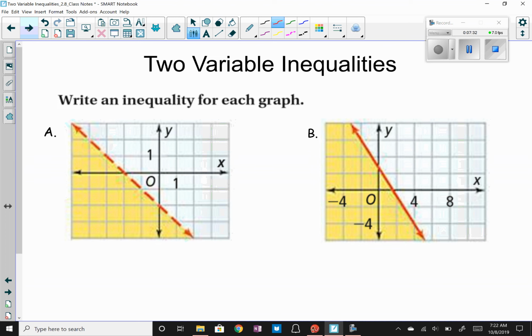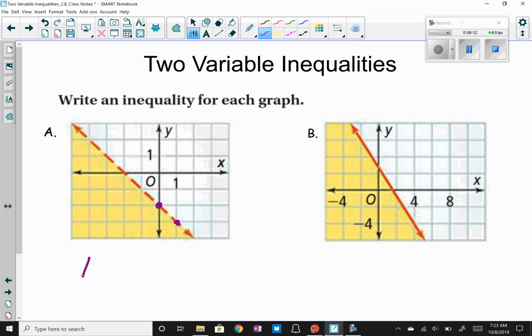Here they want us to write an inequality for the graphs here. So what we want to do is to find the slope and the y-intercept to start with. So let's see, the y-intercept here is going to be -2. And if we count the boxes from the slope, we're going down 1 and over 1 for the subsequent point. So our slope is -1.